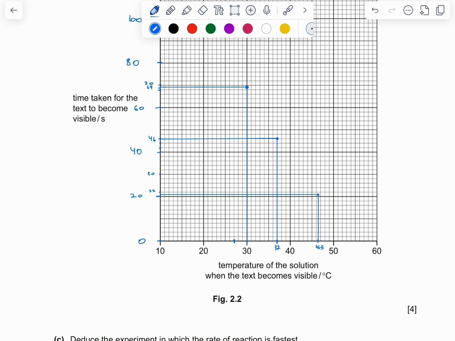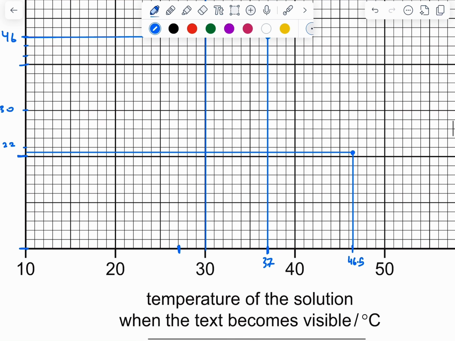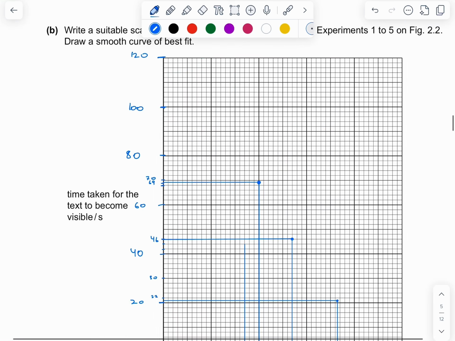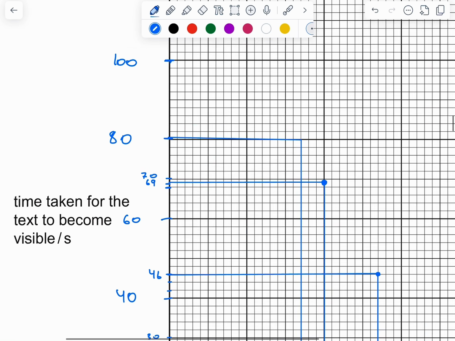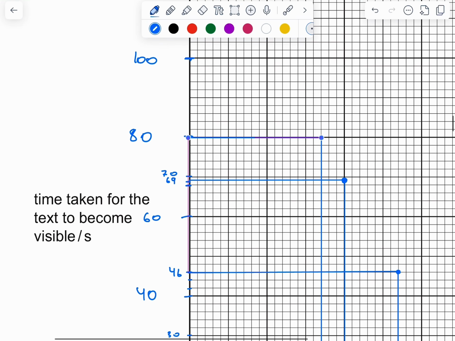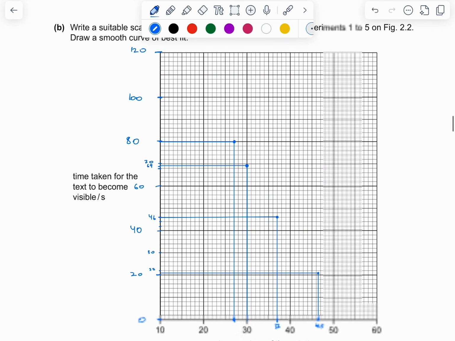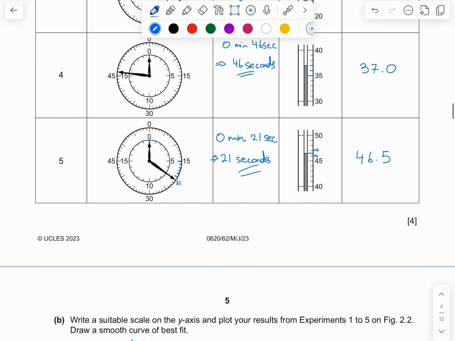This value is 27, right? So we'll go up, right? Let's make this line, take it to 80, all the way to 80. So this must be our 80-second mark. Okay, it should start from 80 as well.